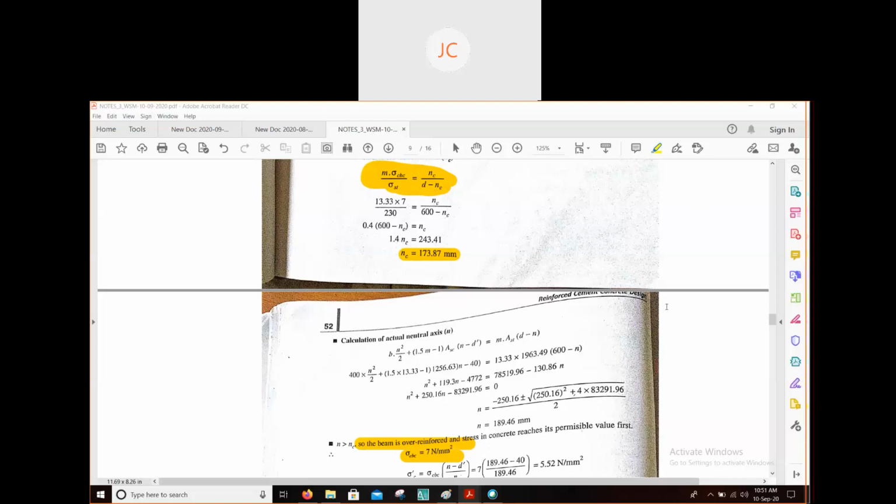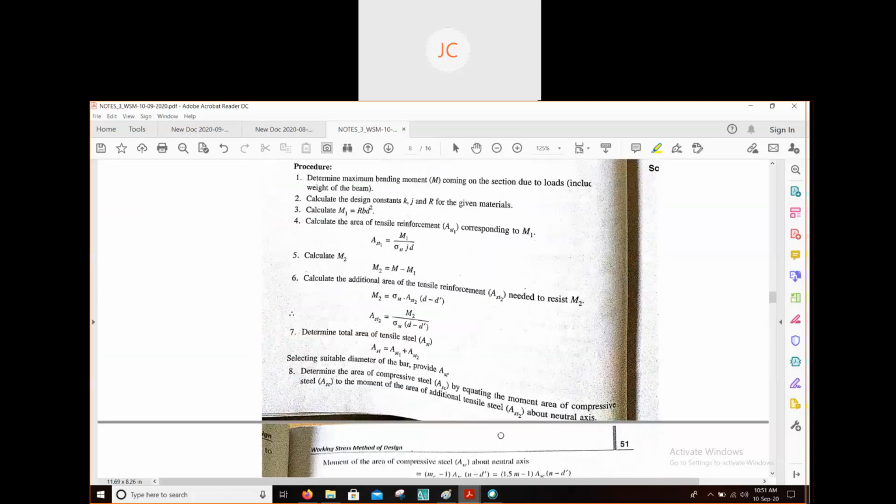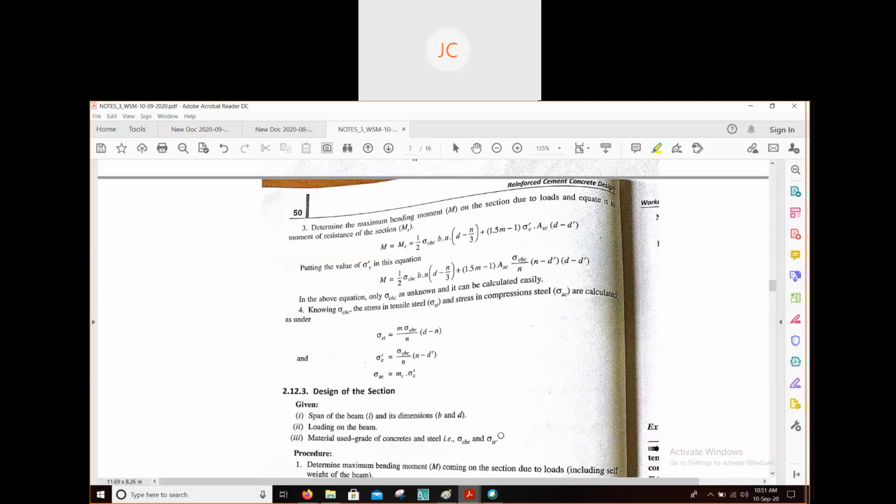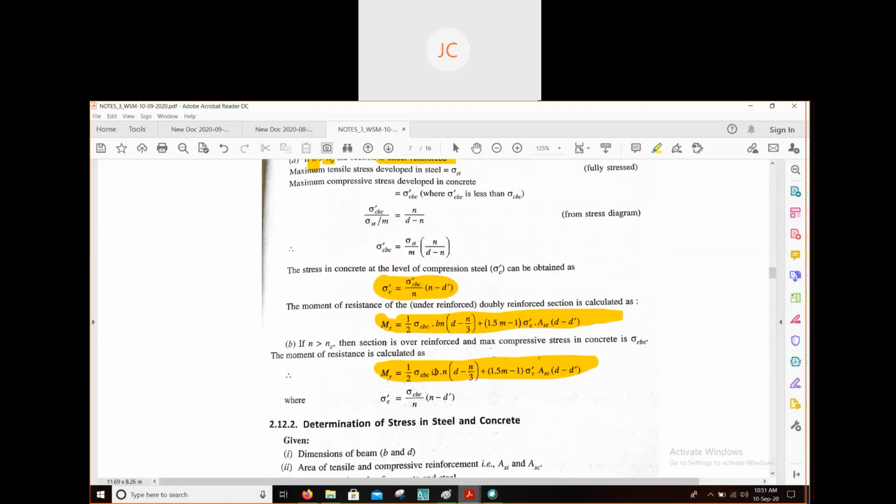Now you have got the actual neutral axis depth as 138 and the critical neutral axis as 144. So now you compare the two values. Your n is less than nc, so it will be an under reinforced section. Since the actual neutral axis depth is less than the critical neutral axis depth, your beam will be under reinforced. I will show you the formula for the under reinforced section. Use this formula to find out the moment of resistance.